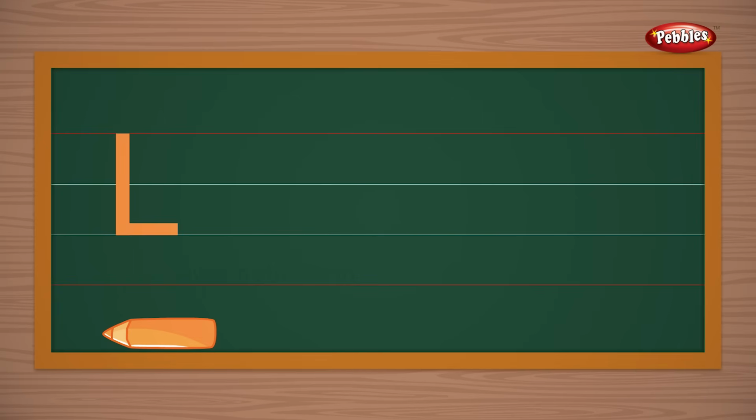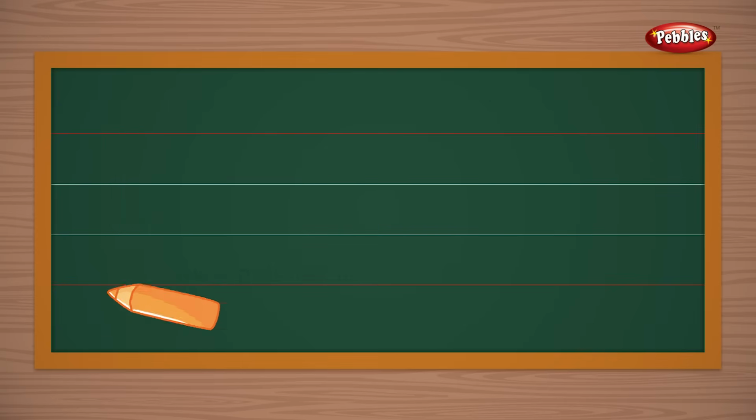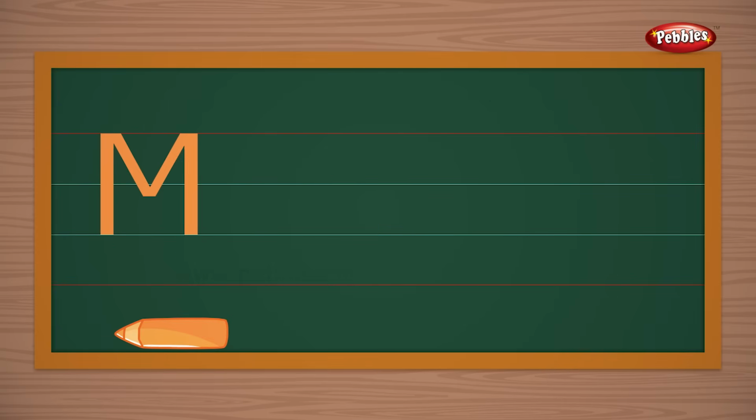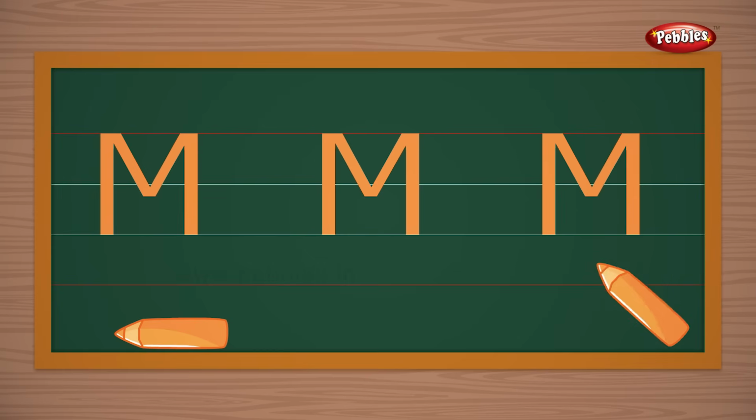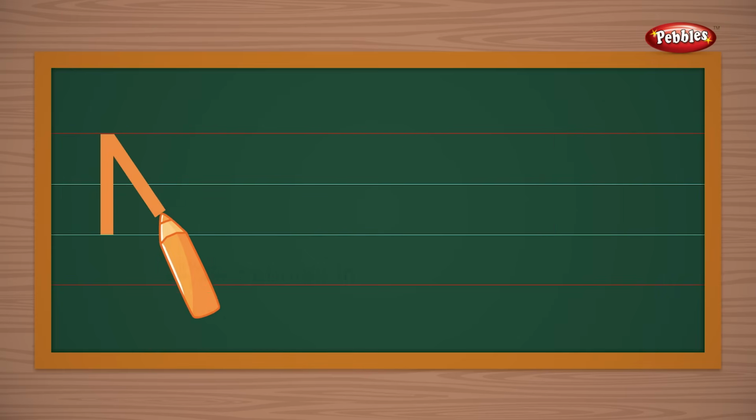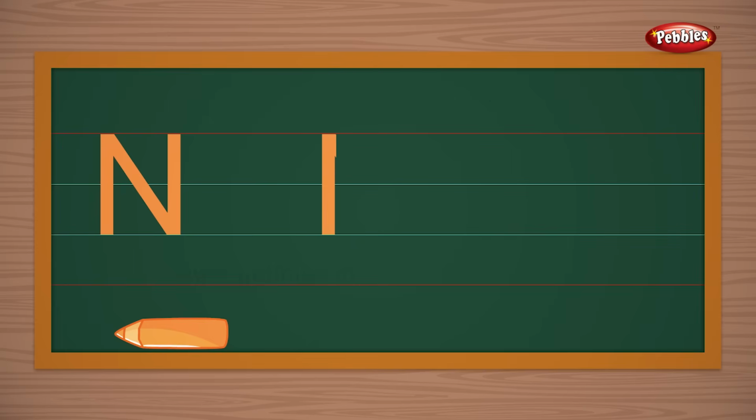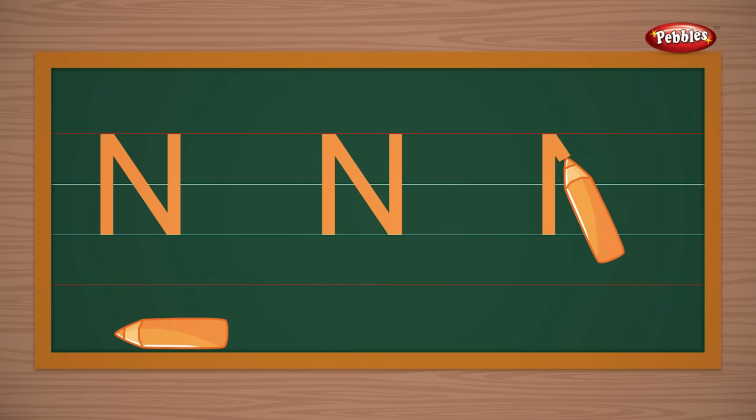Now we will write L. A standing line and a sleeping line makes L. Now we will write M. Standing line, a cross line, one more cross line, again standing line makes M. Now we will write N. A standing line, a cross line and a standing line makes N.